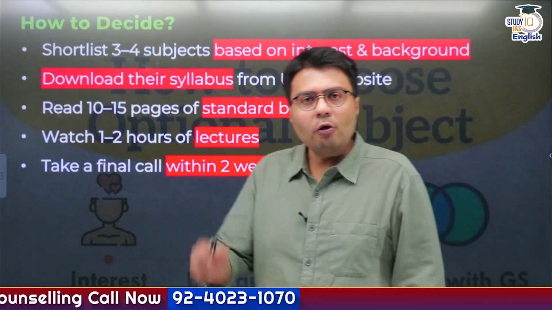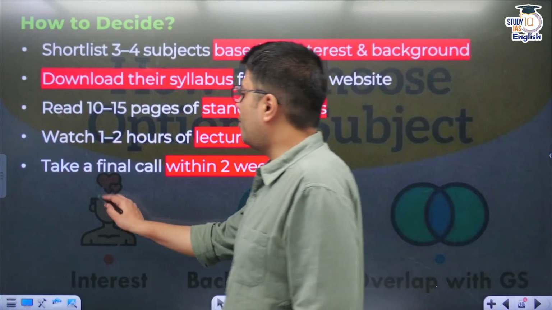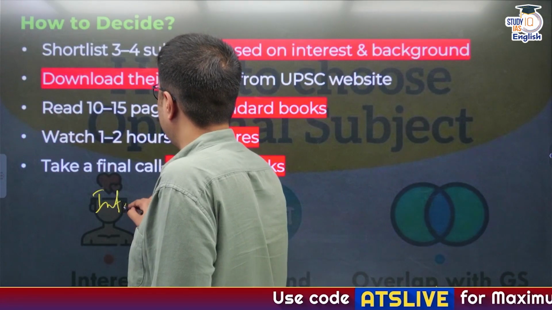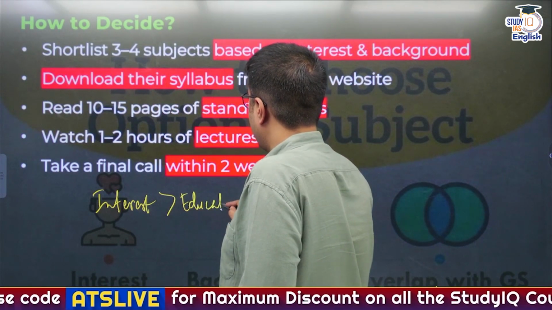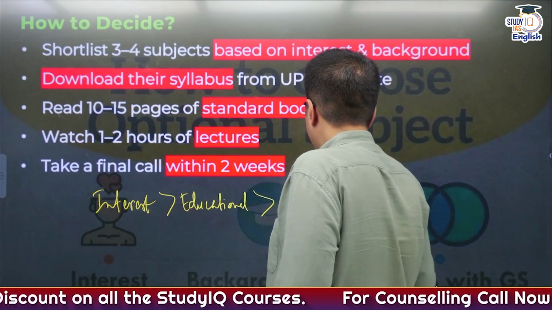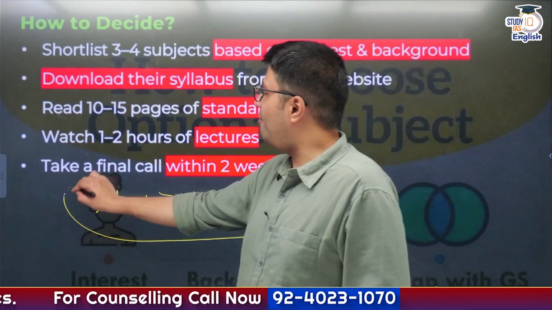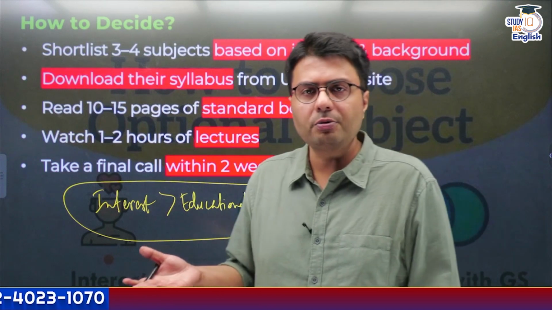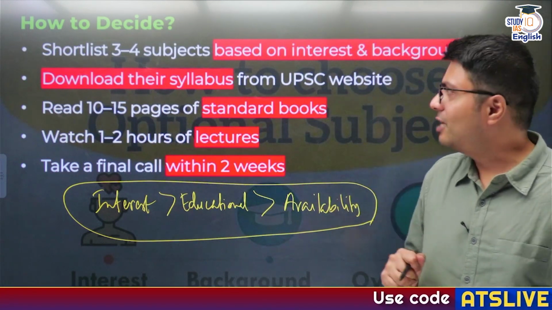Now the next question is how to pick an optional subject. The answer is very easy. I've told you many factors. First and the most important factor is your interest in the subject. Then comes your educational background. And then comes the availability of resources. So you have to prioritize based on 3 factors. But if you're a working professional, you can also consider the time taken to prepare an optional subject, and you can pick up an optional subject which is less intensive and less cumbersome in nature.